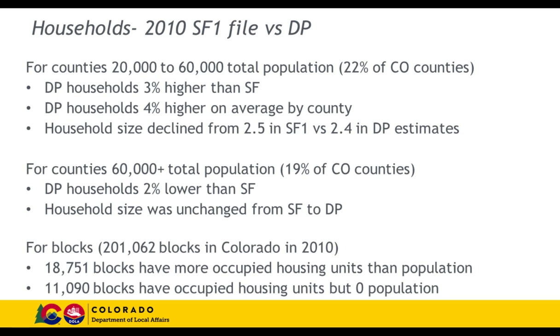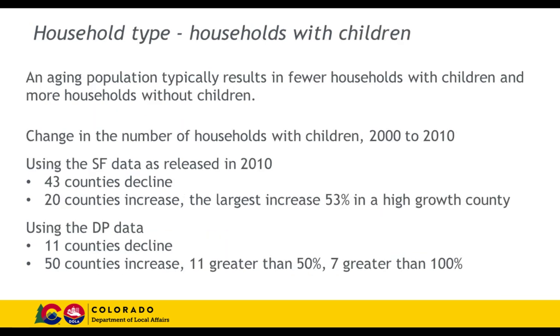We really kept most of our analyses at the county level, just given the significant differences that we saw at the county level. But we did peek at the block level in terms of households, and Colorado has 200,000 blocks. 18,700 had more occupied housing units than people. 11,000 had occupied housing units, but zero population.